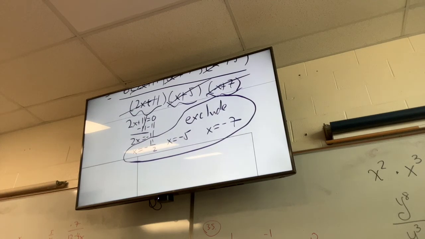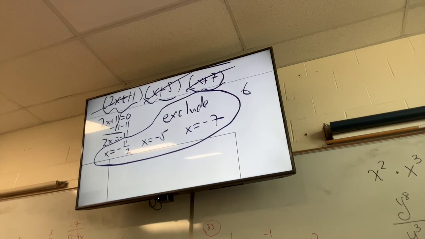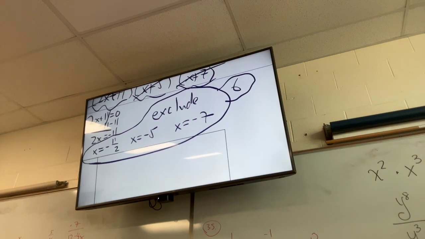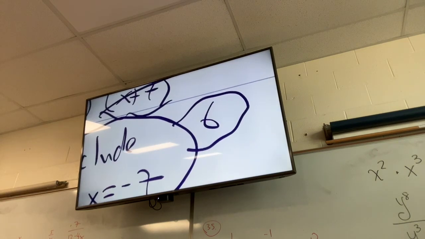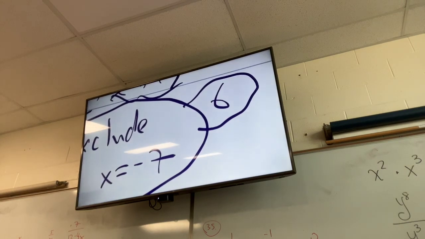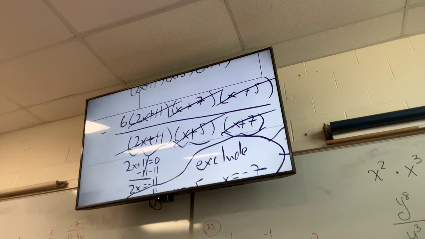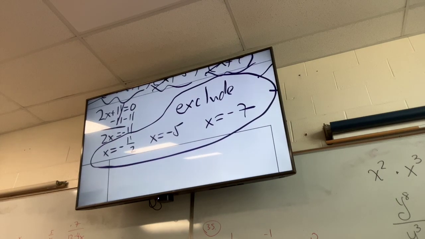Okay, so the answer is 6, right? Yep. This is actually a really good example of why you have to write down the excluded values, because if you were to graph the line y equals 6, you think you would just get a line, right? But the way this works, because it's coming from a fraction, this would be a line with 3 holes in it. -7, -5, and -11 halves. You'll see that more later on.